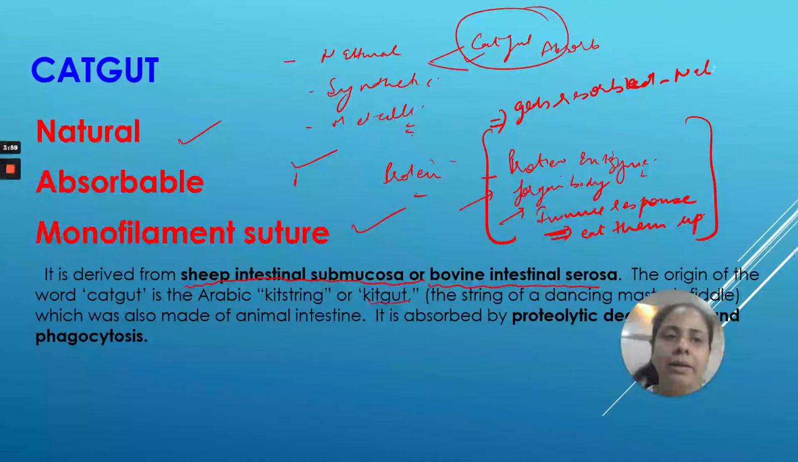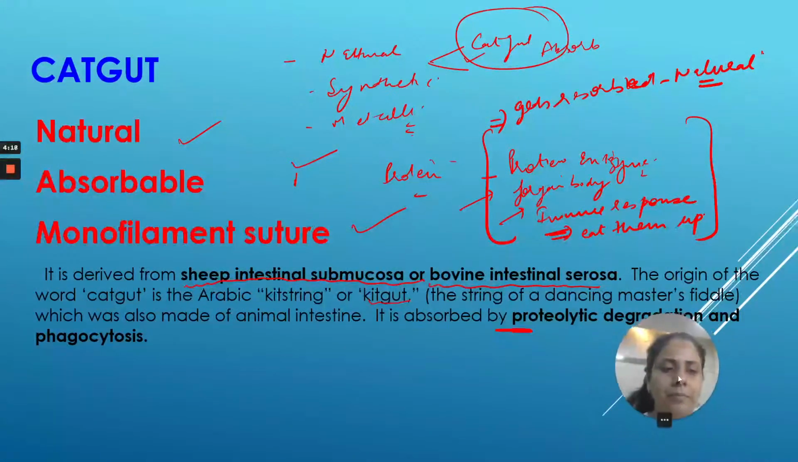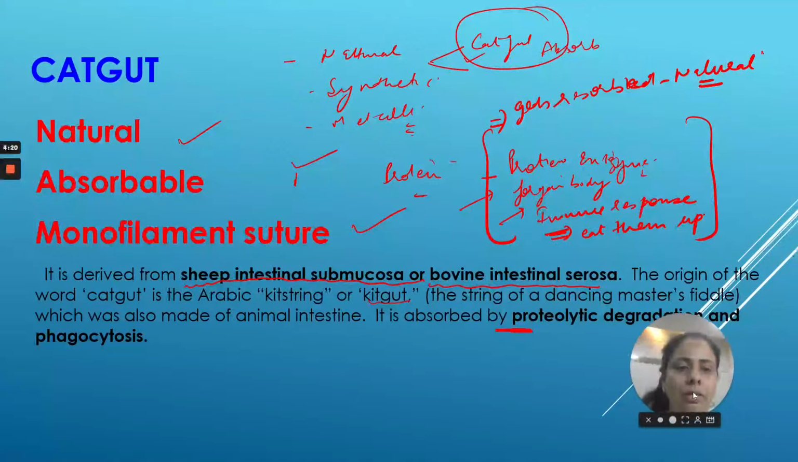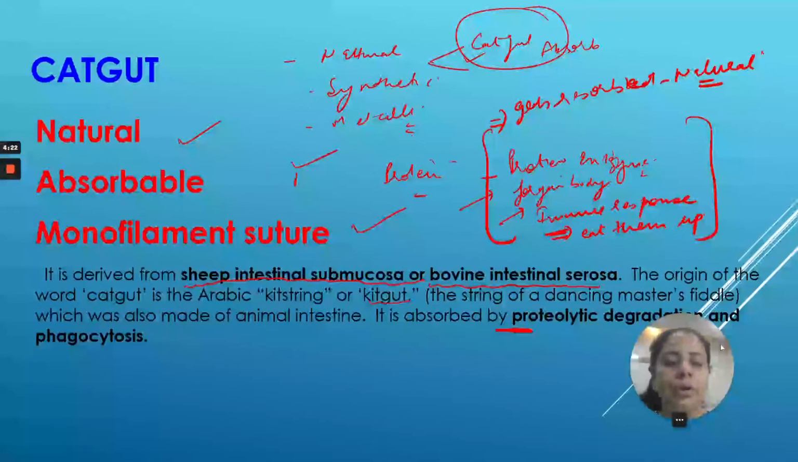Natural suture material is resorbed proteolytically. Let me put my face a little down. I cannot do it more than this. Now you are able to see proteolytic degradation and phagocytosis.